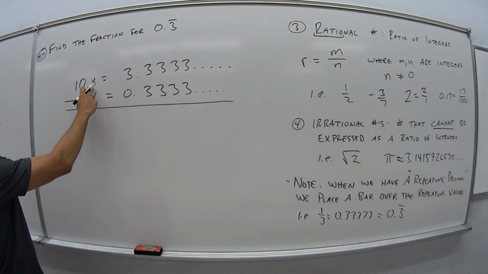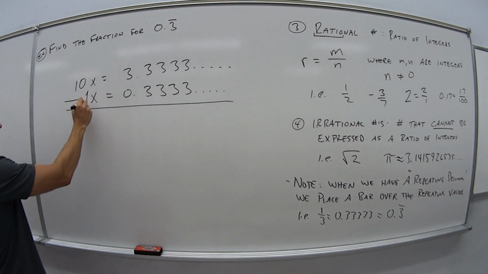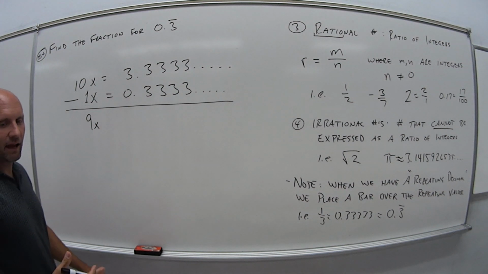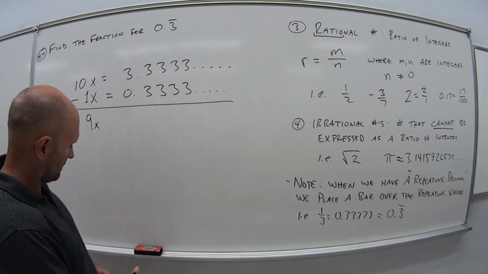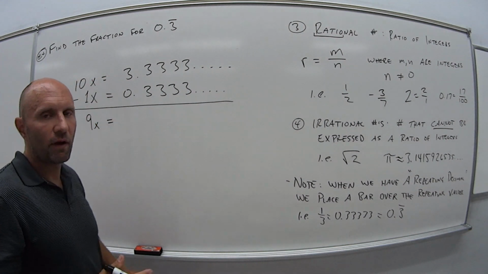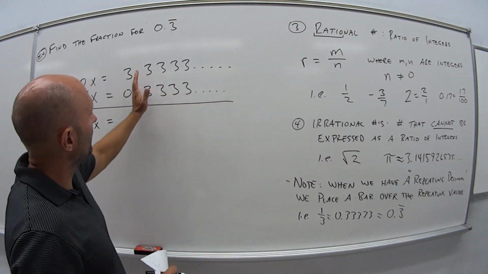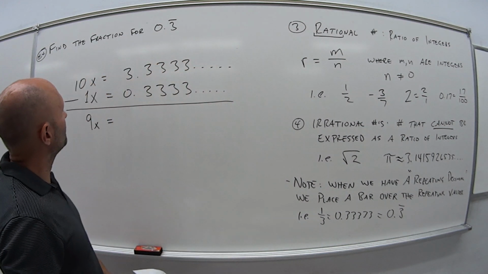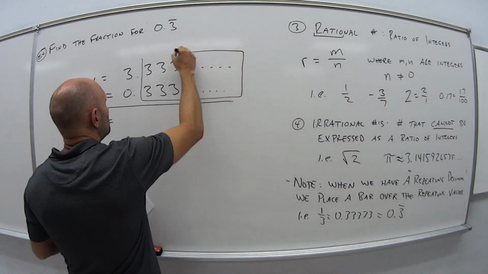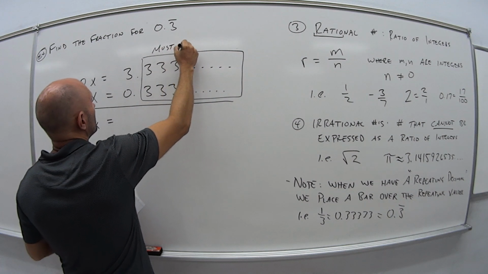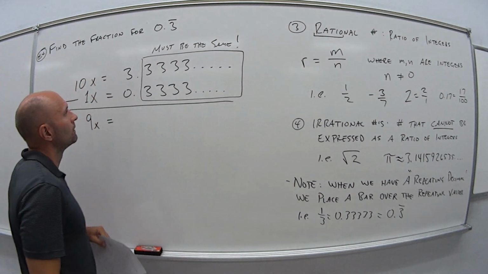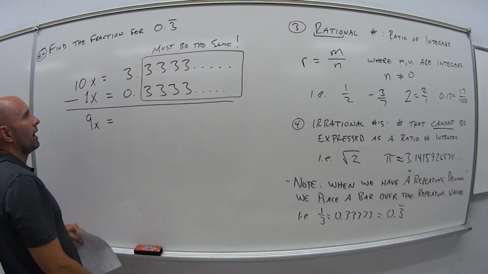So 10x minus 1x, don't forget there's an invisible 1 here. 10 minus 1 is 9, so I have 9x. And x is basically the fraction that we're trying to find here. Now, if I subtract the right side, this is why I wrote all these numbers out, and why you have to be careful what you multiply, because these must all be the same. They are in this case.